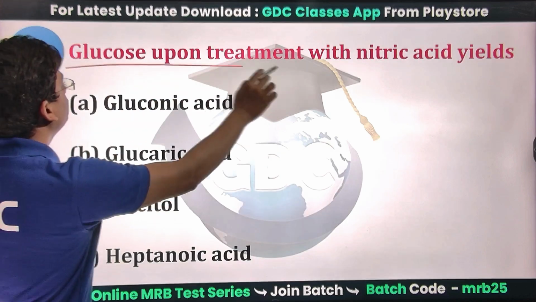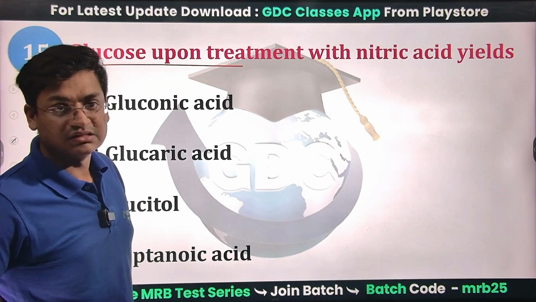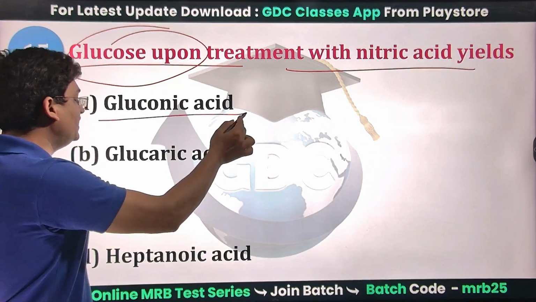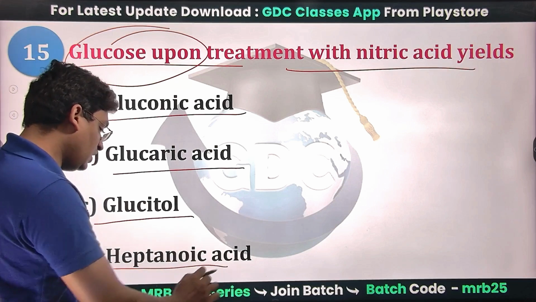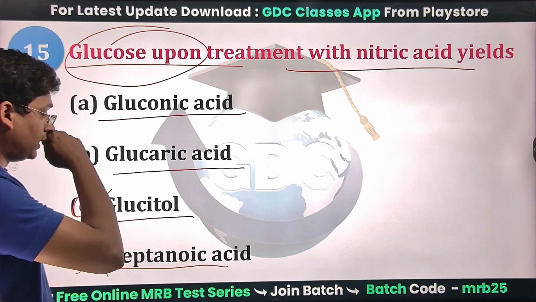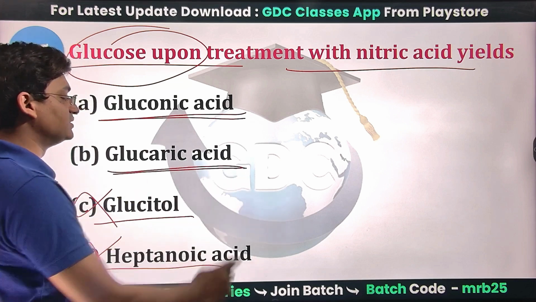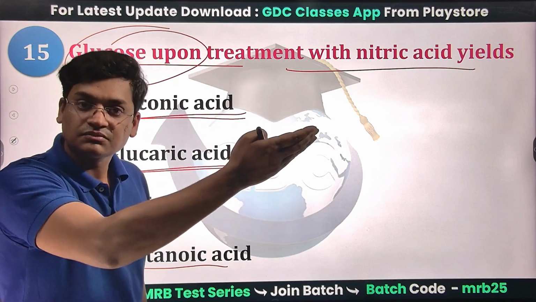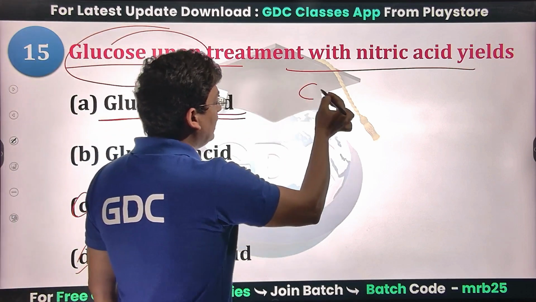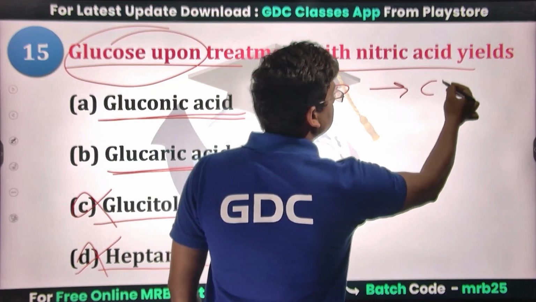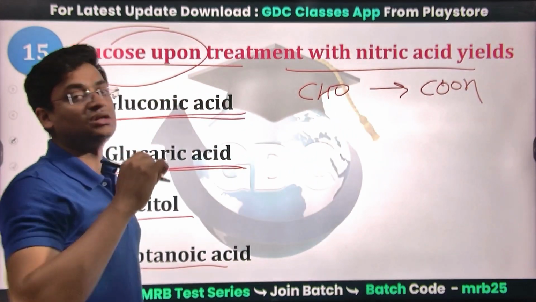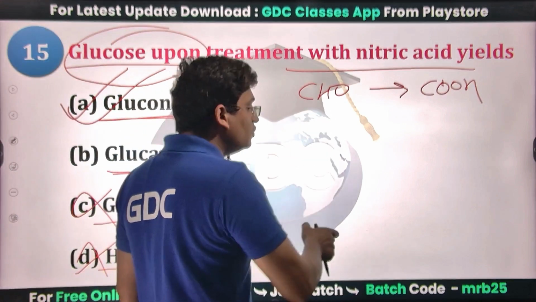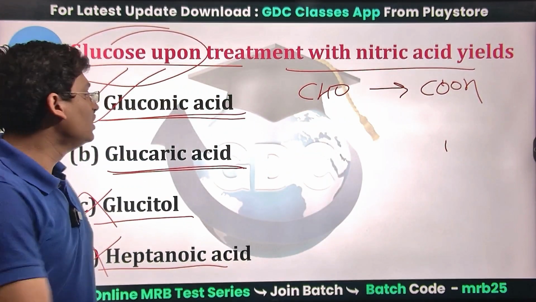Now, glucose upon treatment with nitric acid yields what? The options are gluconic acid, glucaric acid, glucitol or heptanoic acid. Gluconic acid is formed when the aldehyde carbon, CHO, is oxidized to an acid. The rest of the structure is exactly the same as glucose.